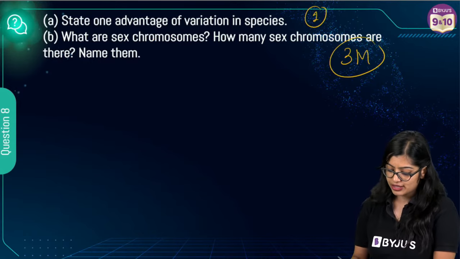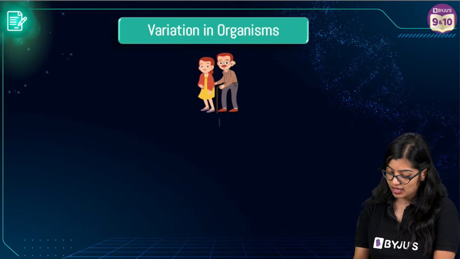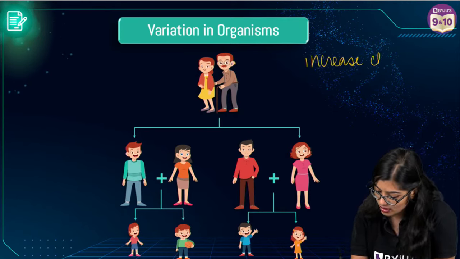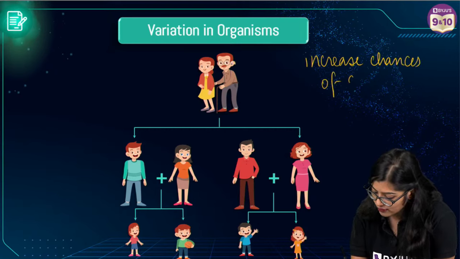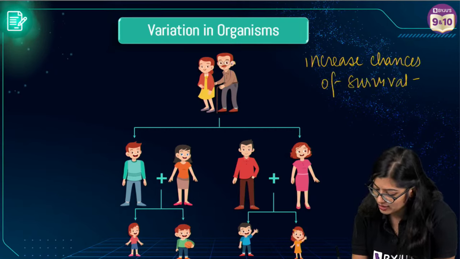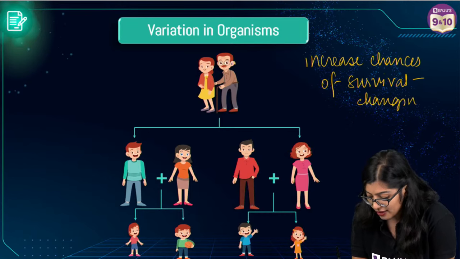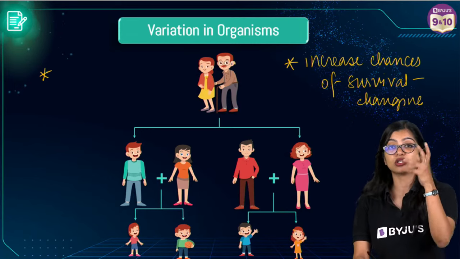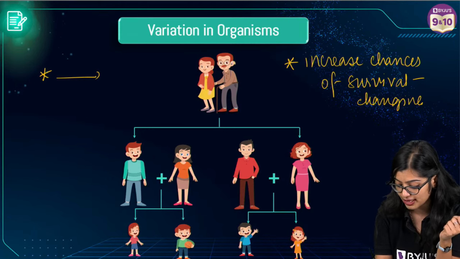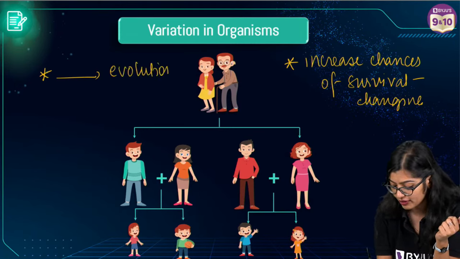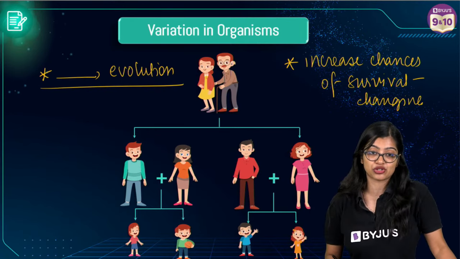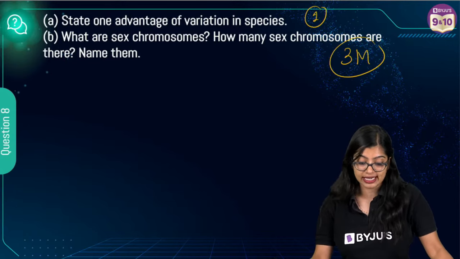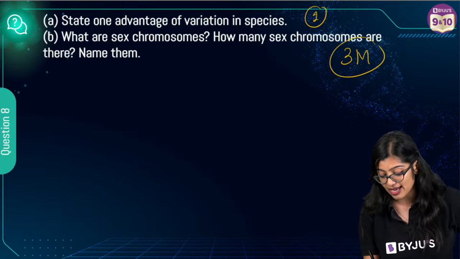So what is one advantage of variations? We know that one major advantage of variation is that it increases chances of survival of organisms in a changing environment. And of course, variations eventually contribute to evolution. So that was the first part of the question. Now, the second part is asking us, what are sex chromosomes? How many sex chromosomes are there? Name them.